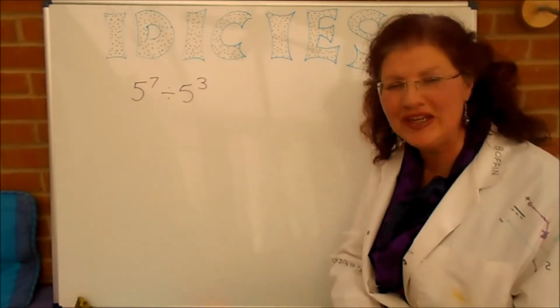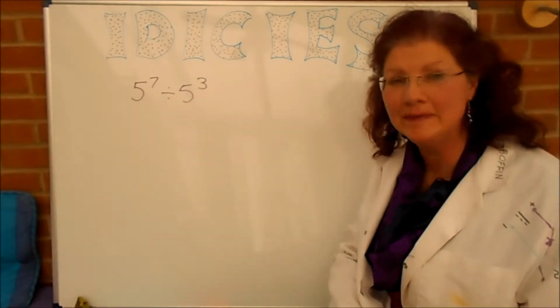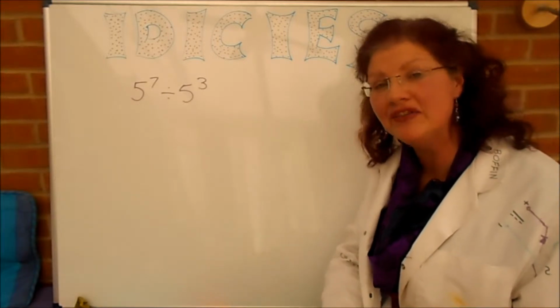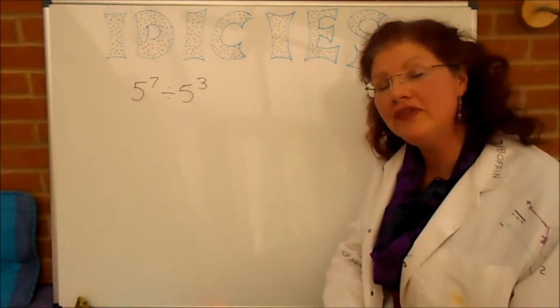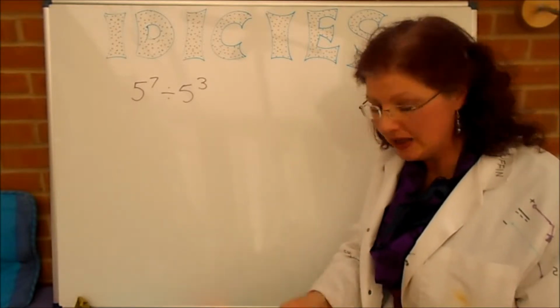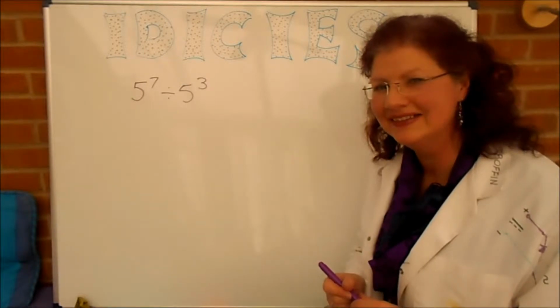If you remember, we're talking about what to do when combining two terms that have got powers in them. They must have the same number as their base, so we're looking at 5s here. So we've got 5 to the power 7 divided by 5 to the power 3. I'm just going to write that out fully and then we can see what happens and how we can simplify that.